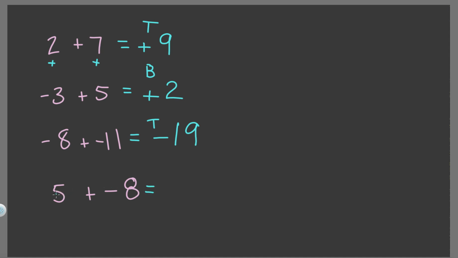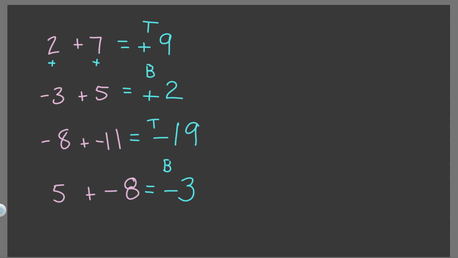Last example. We have a positive and a negative. So this is going to be a battle. Remember, different signs means they're going to battle. The bigger number is going to win. So in this case, the bigger number is the -8. So the negative wins. We subtract 8 and 5, ending up with 3.